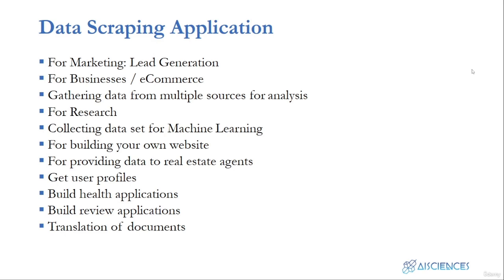The first one is for marketing lead generation. So a web scraper can be used to gather contact details of businesses or individuals from websites like yellowpages.com. Details like email addresses, phone, website URL, etc. can be easily extracted using the web scraper, and then that information can be used later.